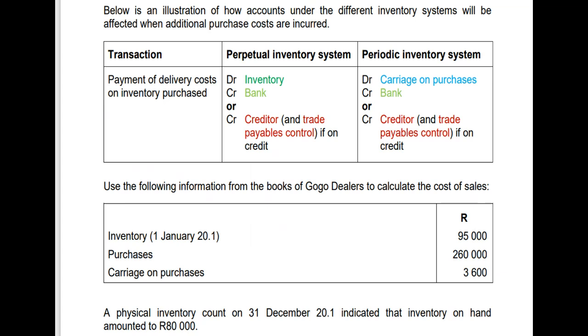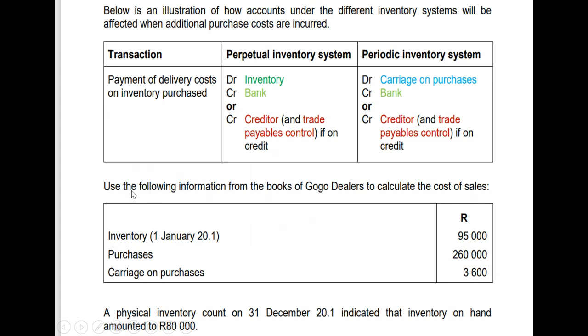But if you are using a periodic inventory system, the additional cost that you incurred when purchasing that inventory, you will report separately. You'll debit your carriage on purchases. That's an expense, which increases on the debit side. Then you credit your bank because you've paid for that. But if you haven't paid for those carriage on purchases, you debit the carriage on purchases and credit your trade payables control. This information is there in your learning unit 7.